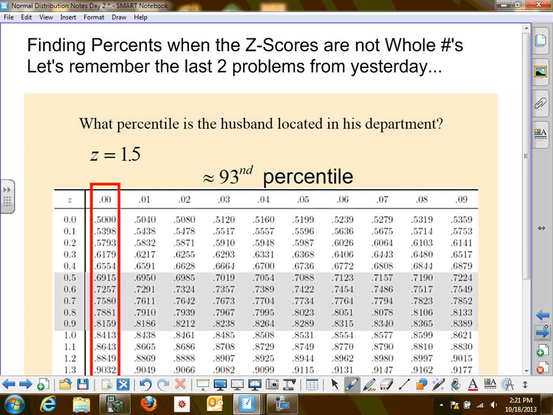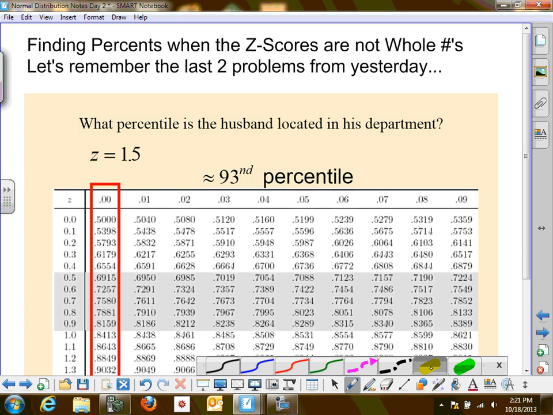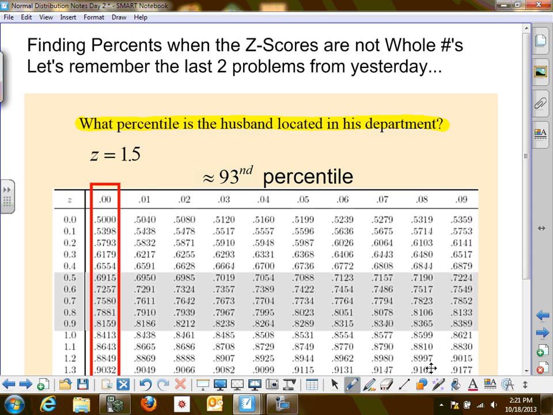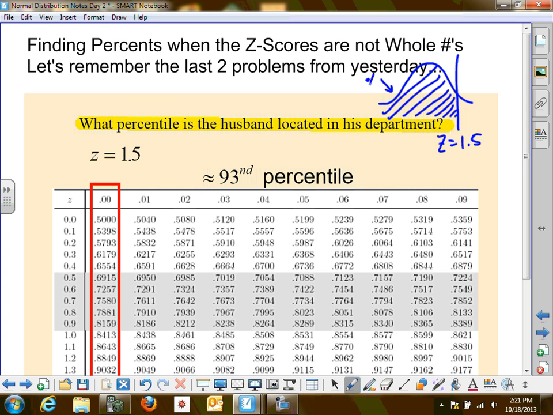Okay, so the next question that comes from this is: what percentile is the husband located in his department? Do you remember what percentile is? If you're in the 95th percentile for height, what does that mean? You are taller than 95% of the people in your category. Good. So if we want to know his percentile, then we want to know at a z-score of 1.5, what percent of the employees in his department is he above? We need to know what percent this is.